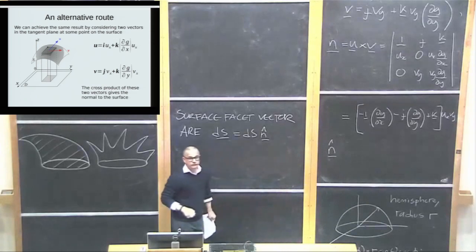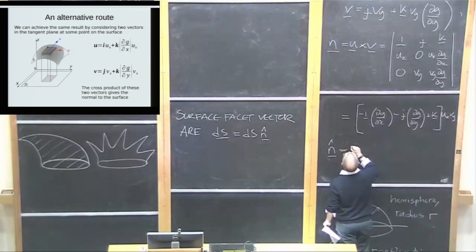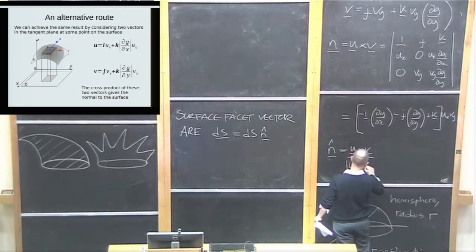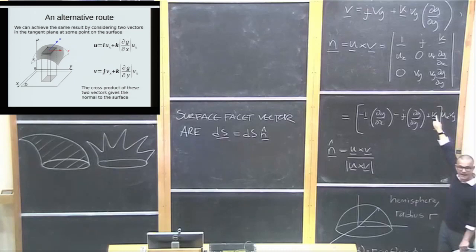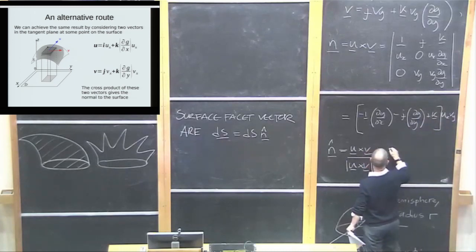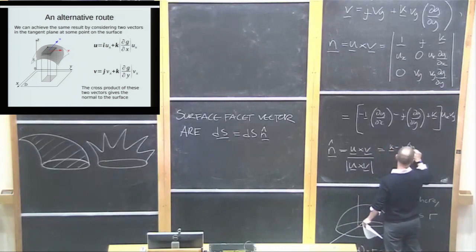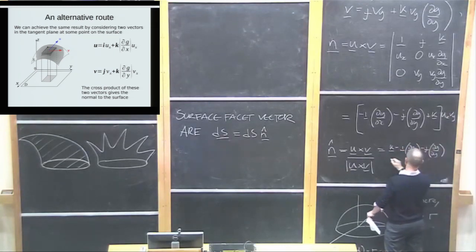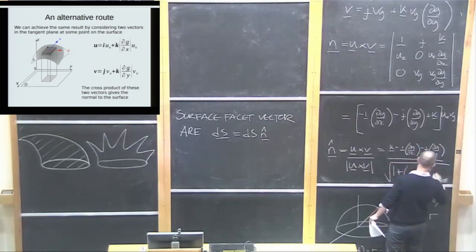So that's a normal to the surface. You can see that we're going to end up with the same result. And of course, a unit normal to the surface is my u cross v divided by the magnitude of u cross v. And when we divide our cross product by its magnitude, this u_x v_y here is going to cancel out. So that disappears. So we end up again with the same result, which is k minus i dg/dx minus j dg/dy all over the square root of 1 plus that squared plus that squared.